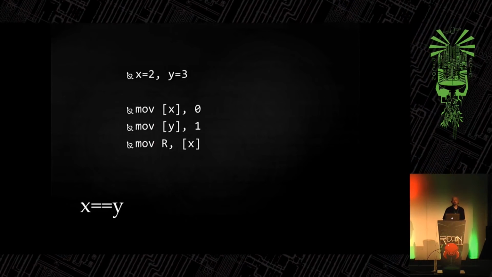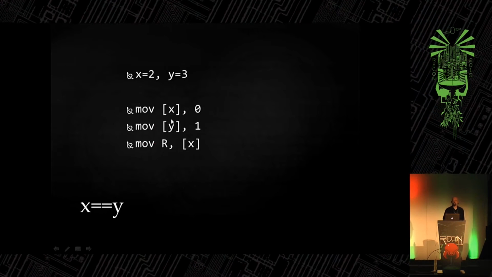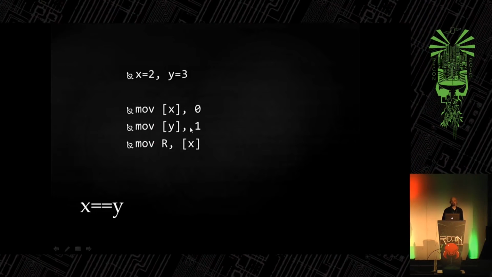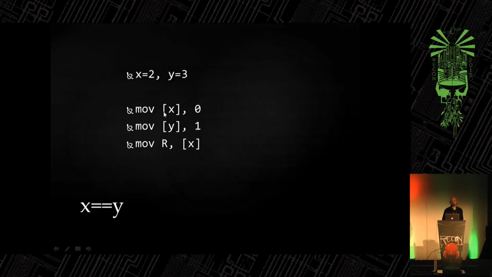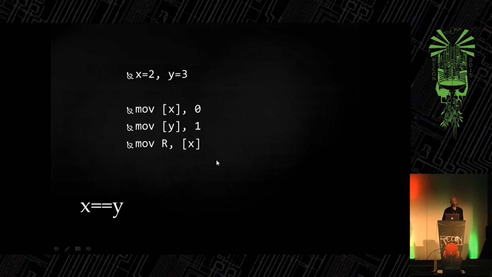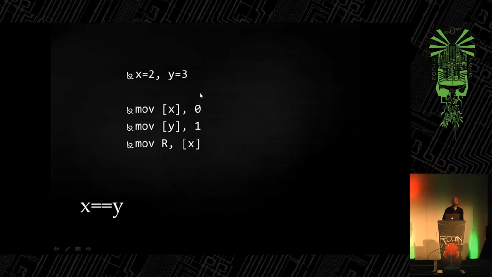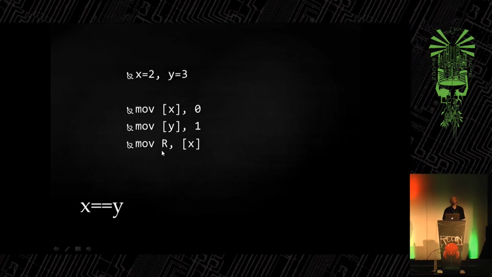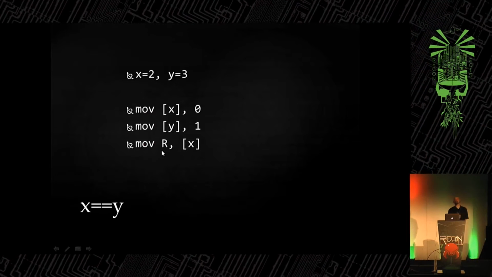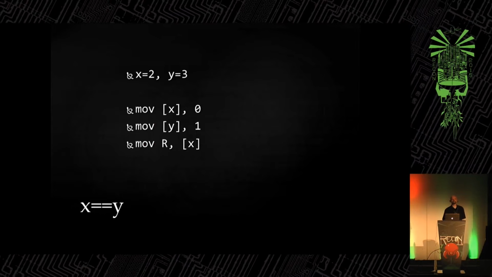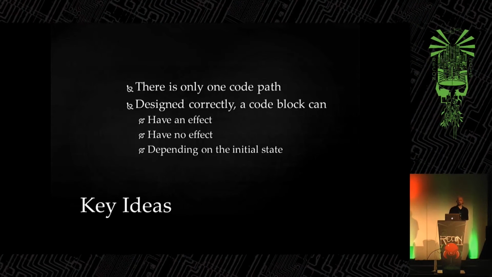But now suppose they're not equal. Suppose x was 2 and y was 3. This is move 0 into memory address 2, move 1 into memory address 3, and read back from memory address 2. Well, the last thing we wrote to 2 was 0, so R becomes 0, indicating that these things are not equal to each other. So with just 3 move instructions, we can actually check values for equality.